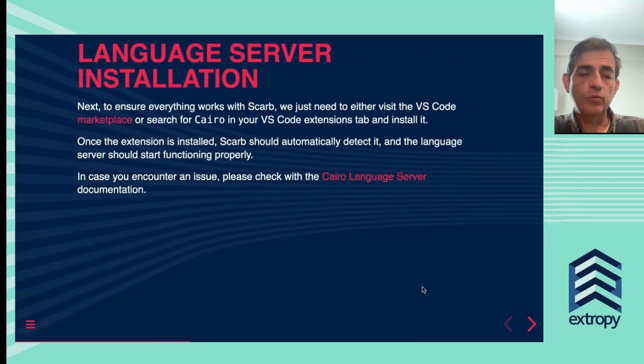Another tool you may want to use, if you're using VS Code, you may want to install the language server. So look in the VS Code marketplace, search for Cairo, and you should be able to find some tools there. And this will be automatically detected by Scarb if you're using that, and should start running properly. There's a link there also to the documentation if you have any problems.